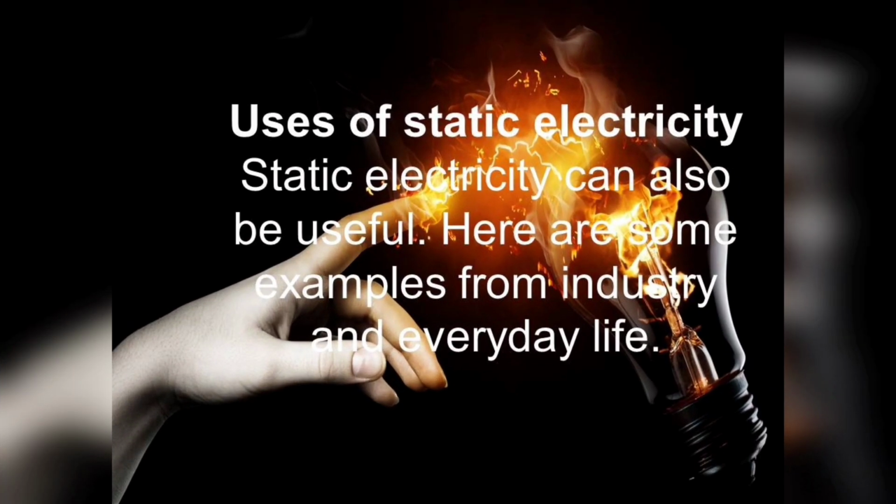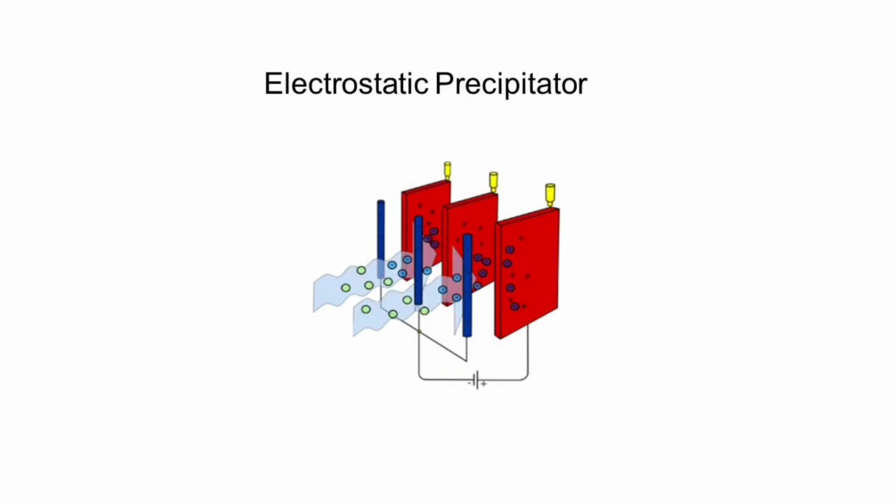Uses of static electricity. Static electricity can also be useful. Here are some examples from industry and everyday life. Static electricity is used in pollution control by applying a static charge to dirt particles in the air and then collecting those charged particles on a plate or collector of the opposite electrical charge. Such devices are often called electrostatic precipitators.